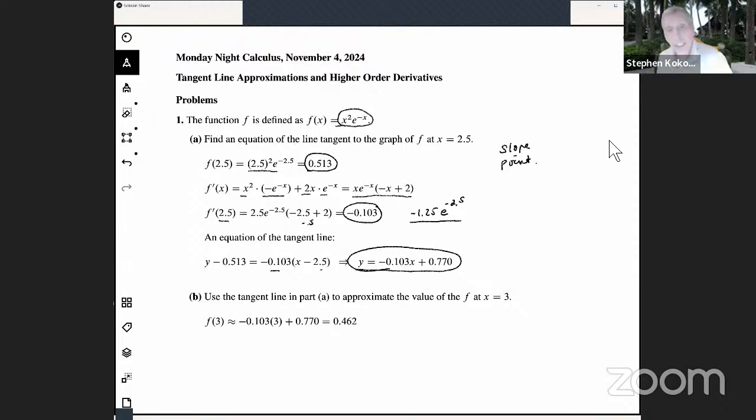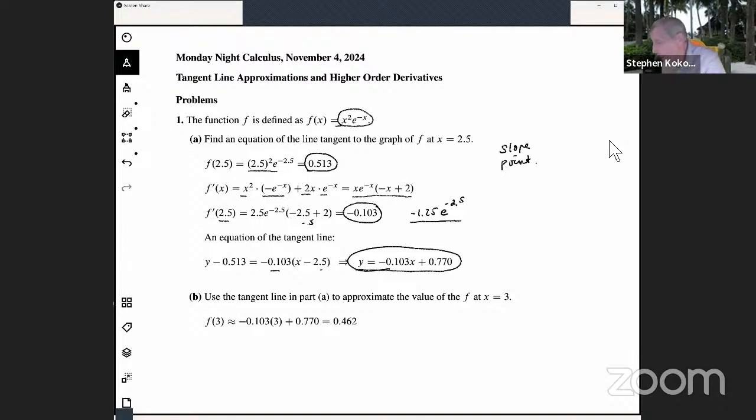There's the equation of the tangent line reported with 3 digits to the right of the decimal. Again, I've stored that slope to a greater degree of accuracy, and I have stored this 0.770 to a greater degree of accuracy, which is the 0.513 value times, brought to the other side. So I have a minus 0.103 times a minus 2.5, and then I brought the 0.513 to the other side. So it's stored to a greater degree of accuracy on my machine.